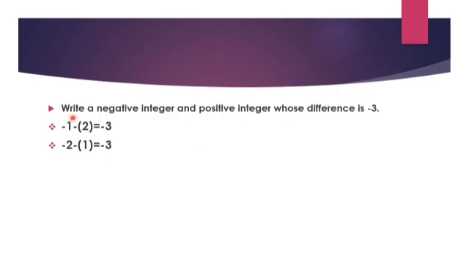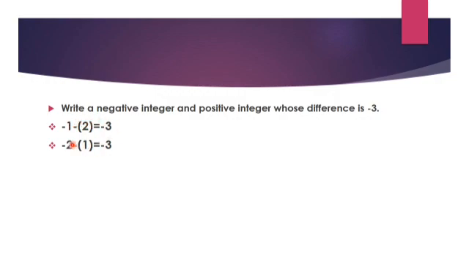And the third case, write a negative integer and a positive integer whose difference is -3. Okay, we use a negative and a positive integer. How can we make the difference -3? Difference means subtraction. In the first case, -1 minus 2. -1 is a negative integer and 2 is a positive integer. If we open this bracket, -1 minus 2, both of them are negative, then we add these numbers and put the sign of negative. We get the answer as -3.